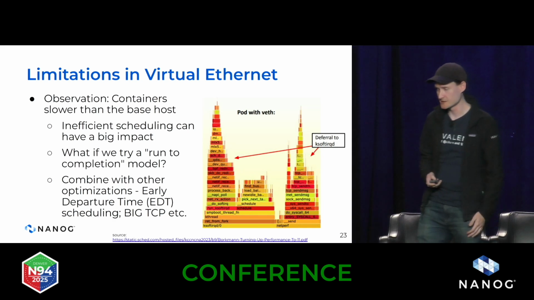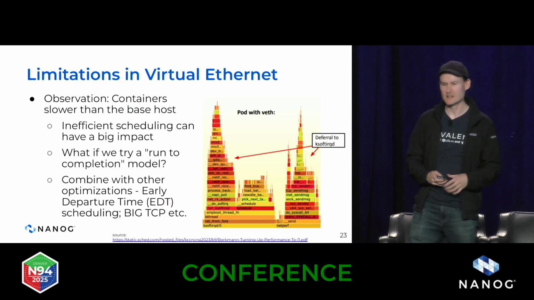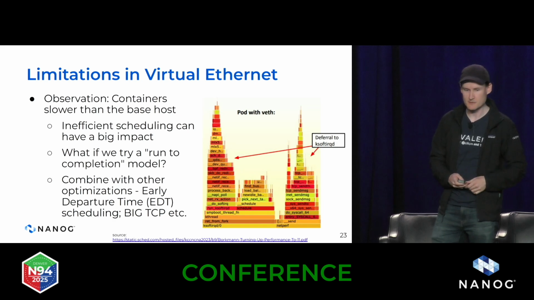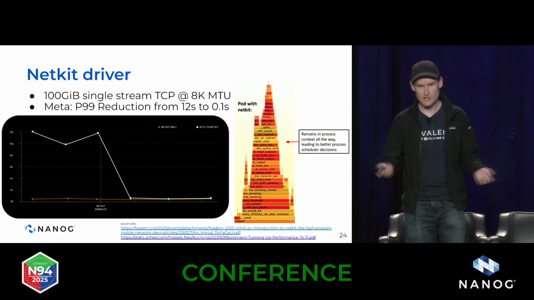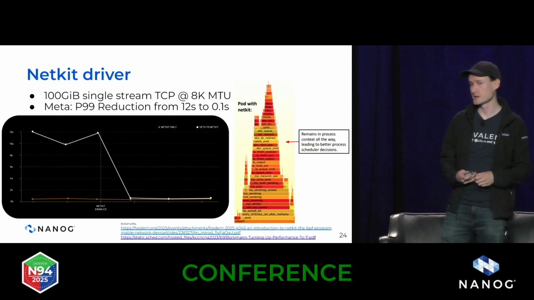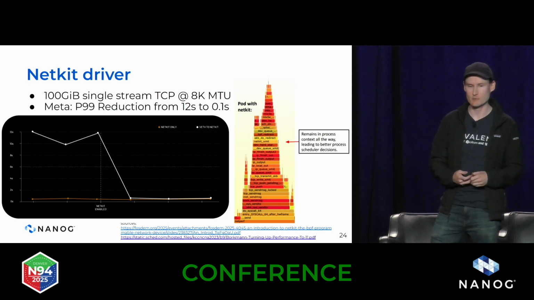So long story short, this is what my colleague Daniel Borkmann worked on. And at the same time, we did build a bunch of other optimizations around early departure time scheduling and different other optimizations. I won't go into those details. But the long story short is that we were able to actually reach that 100 gig single stream performance rate from a container over to the network.